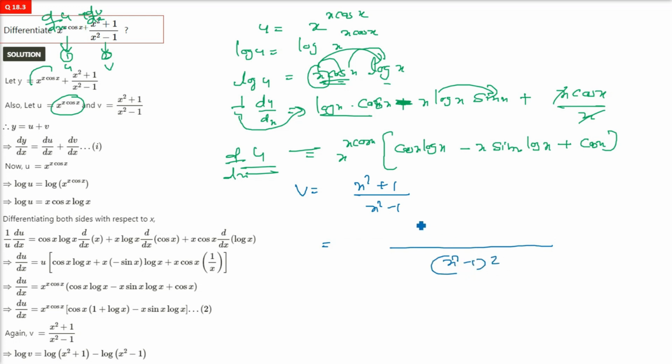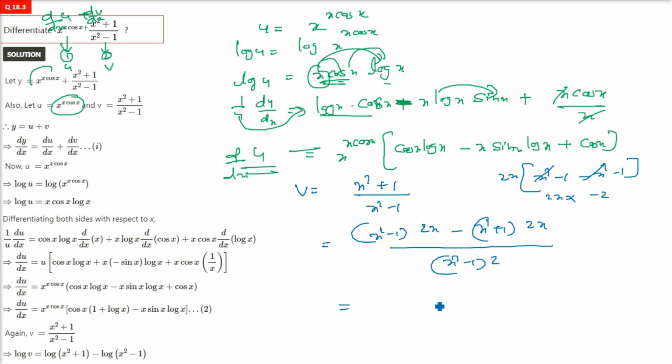I am applying the quotient rule. So x square minus 1, d by dx of x square plus 1 is 2x, minus x square plus 1. This is x square minus 1. The differentiation is 2x. So 2x you can take outside, x square minus 1 minus x square minus 1. So x square get cancelled. You have negative, minus 1 minus 1 is minus 2. 2x into minus 2 is minus 4x. So first is this one. This was the second, I am adding minus 4x divided by x square minus 1 whole square.